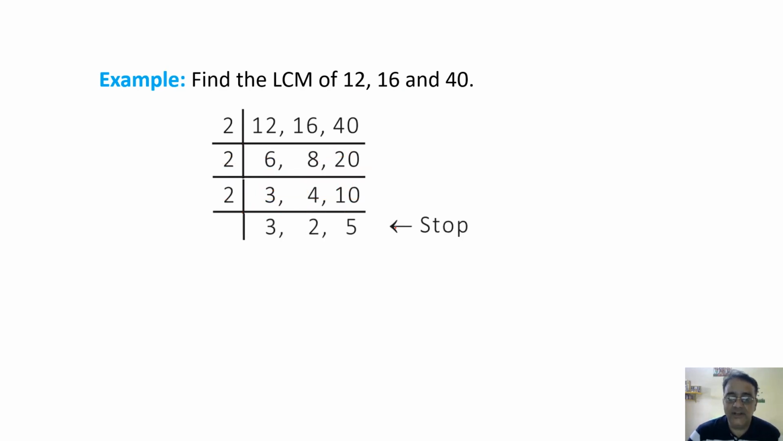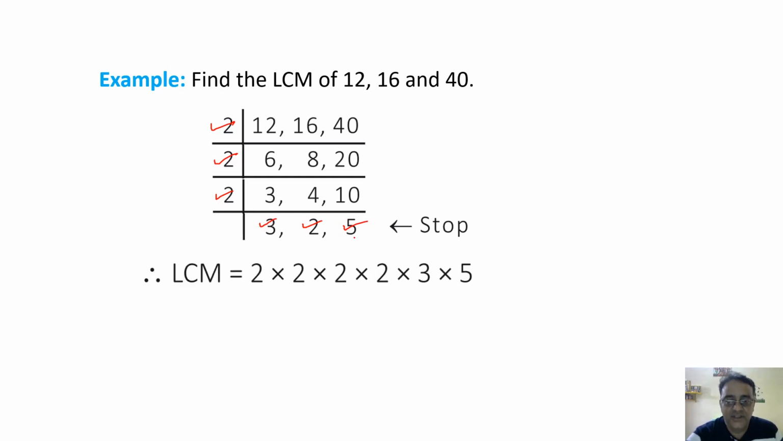Okay, so now the LCM is the product of all these divisors and the quotients, whatever you got here. So LCM is equal to 2 into 2 into 2 into 3 into 2 into 5. So here also you have to multiply like that only. 2 into 5 is 10, and 2 into 2 into 2 is 8. So 8 into 3 is 24. So finally, how much are we getting? 240. Okay, right.